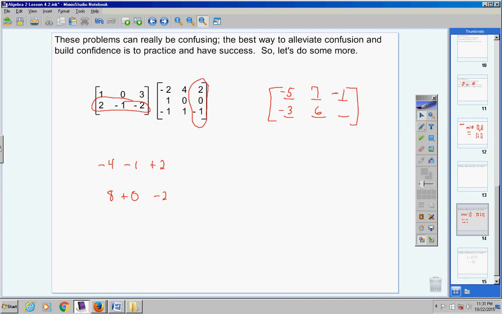So here we go. First number times first number, that's a positive 4. Next number times next number, that's a 0. Last number times last number, positive 2. Combine these and you get a positive 6. You know you're finished because you've taken this row times all the columns and there's no more rows to go to, plus all of your blanks are filled up, and that is the correct answer.